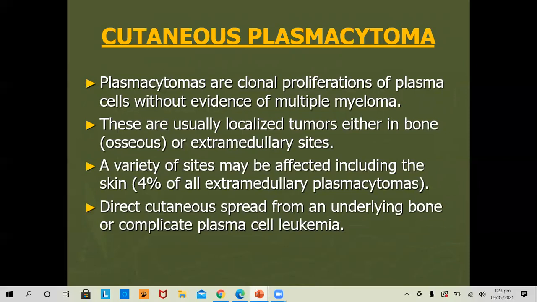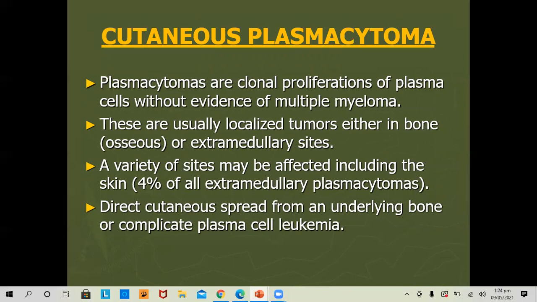Cutaneous plasmacytoma is the clonal proliferation of plasma cells without evidence of multiple myeloma. So it is the clonal proliferation. It is a malignant tumor of plasma cells, but no associated multiple myeloma, either localized to bone, which is osseous, or extramedullary sites. A variety of sites are involved, and skin is involved in 4% of the cases.